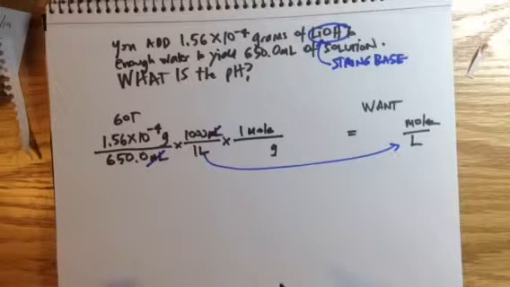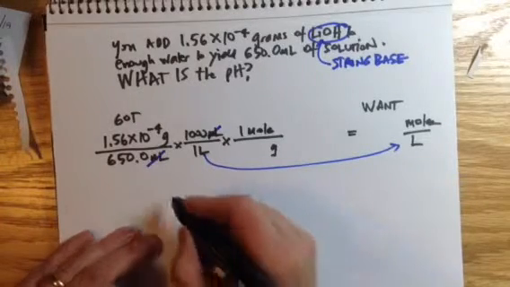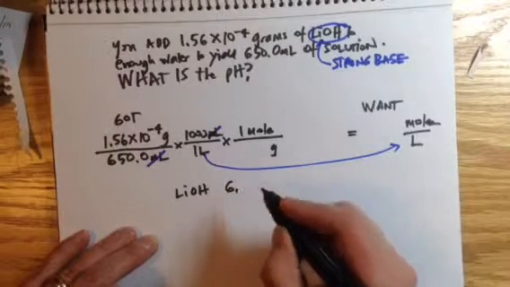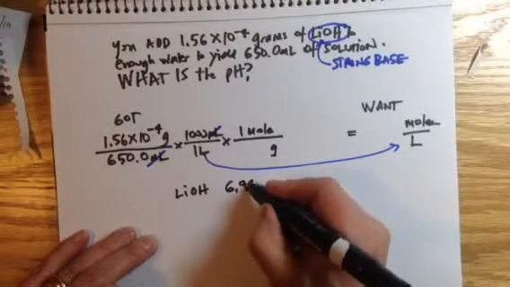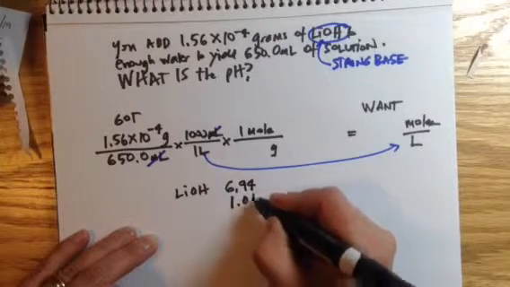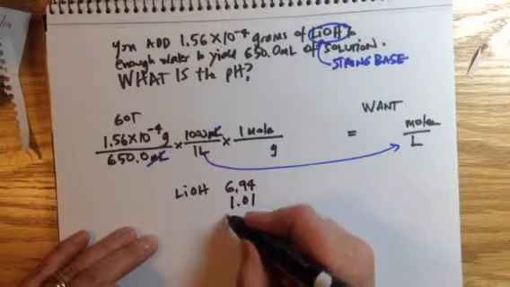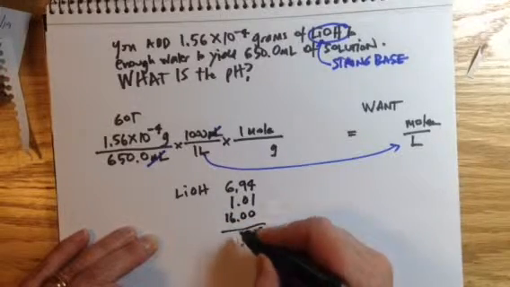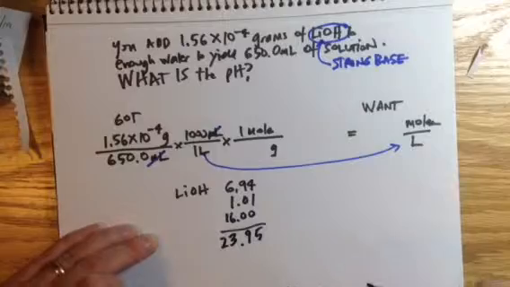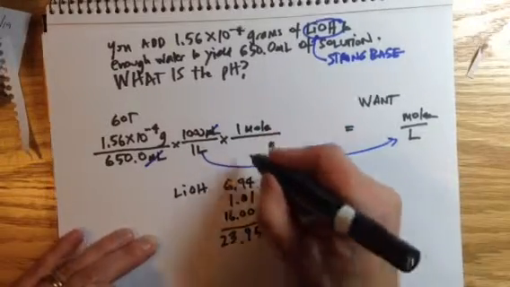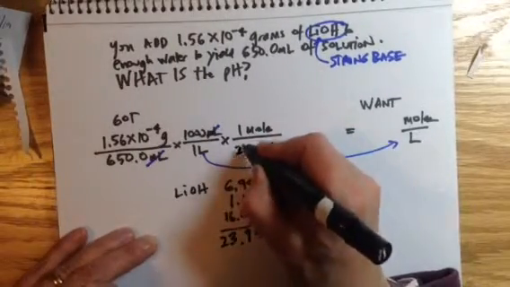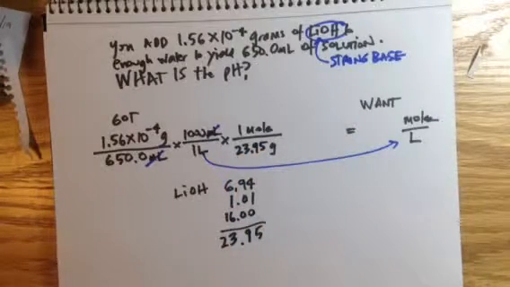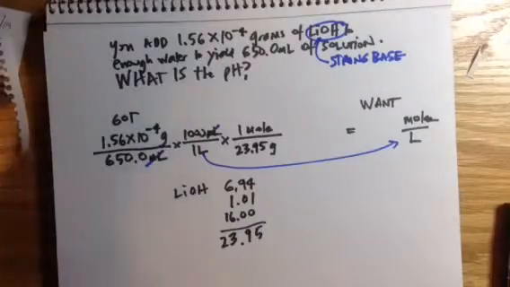So let's figure out the molar mass of lithium hydroxide. Lithium, if I round to 2 digits past the decimal point, is 6.94. Hydrogen is 1.01. Oxygen is 16. Add them up. So I'm going to put in here 23.95 grams per mole. And let's go ahead and do our calculation.